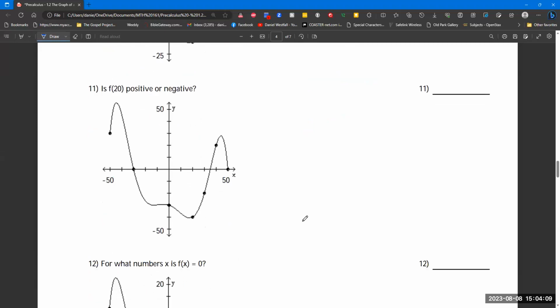Now I want to look at whether f of 20 is positive or negative. So 10, 20, 30, 40, 50. 20 is right there. And we see that we're over here at about -40 on the y-axis. So this is negative.